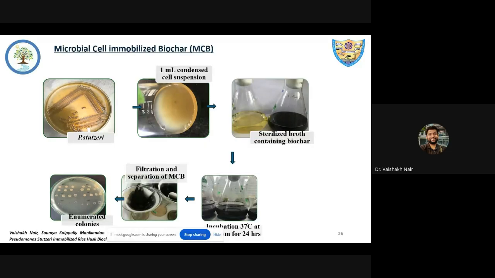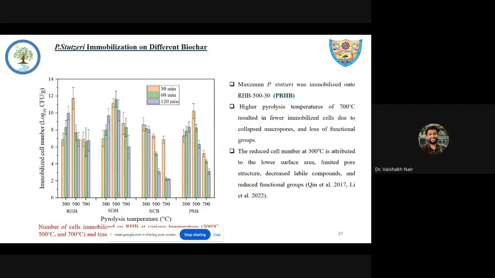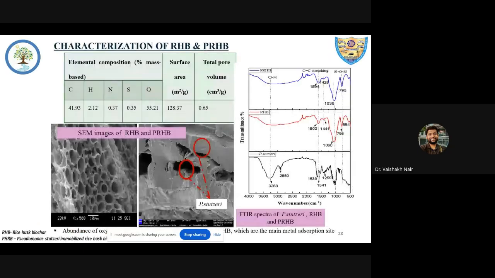This is your typical wet lab experiment. And then we optimized which biochar-bacteria system to choose, based on the number of bacteria immobilized. We were able to see that the biochar which had high surface area and high carbon content was very good for bacteria to immobilize, because more space and carbon was good for its own growth also. These are some of the characterization techniques we have used.